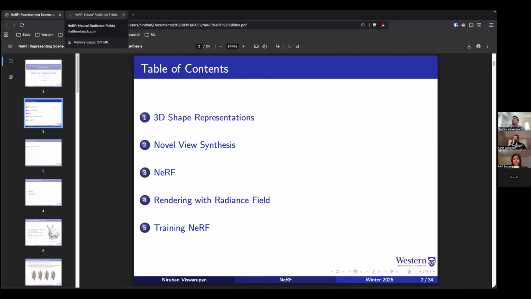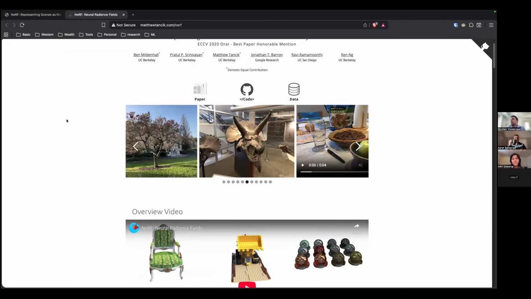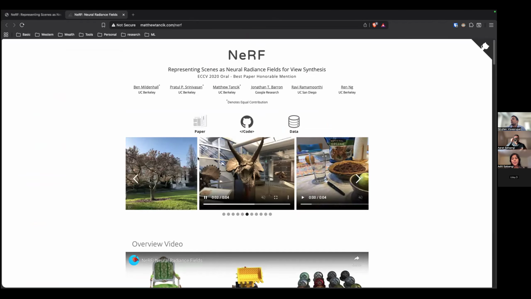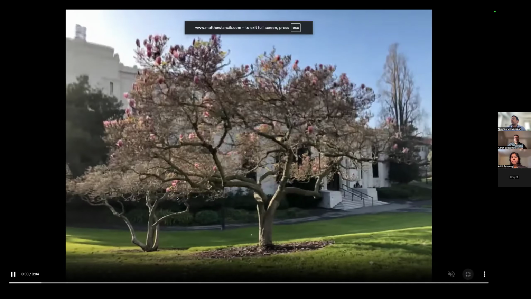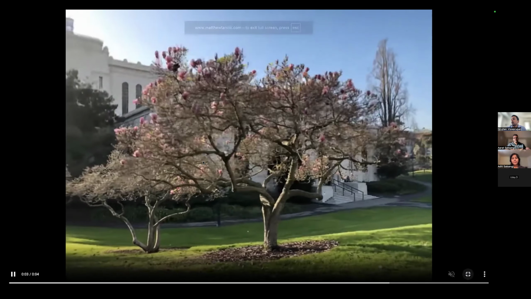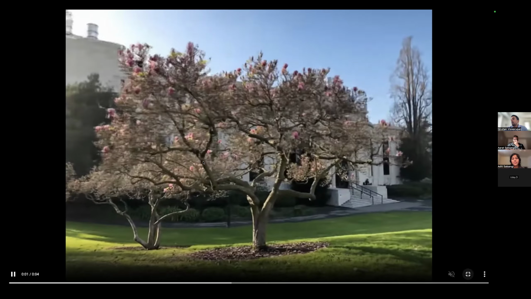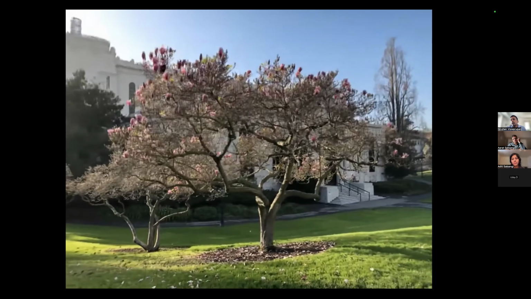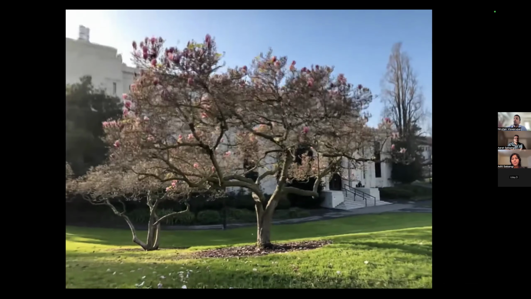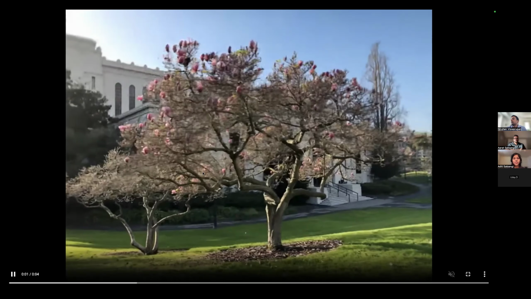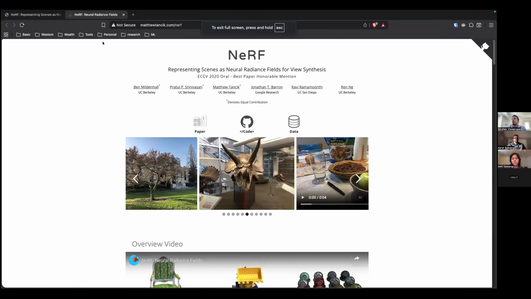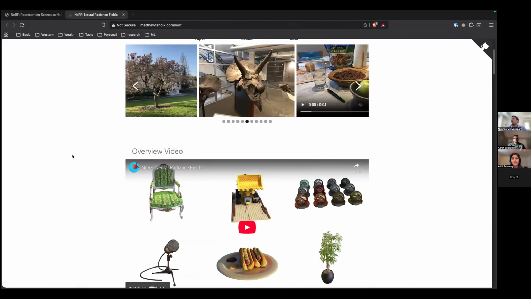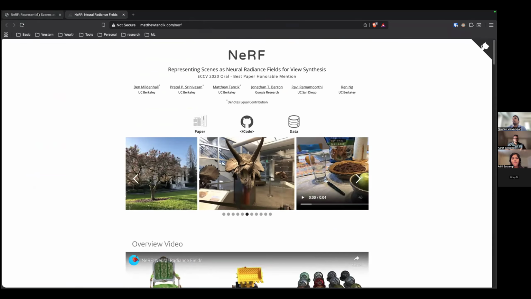I'll just quickly show their project page, where they have these cool demos. If you see this video here, this is not a video actually. This is a rendering from NeRF where they have captured multiple images of this scene and trained the NeRF model, and now they are able to move and look at it from different angles. So this is the problem of novel view synthesis. We will look at it more rigorously in our presentation. This is just to give you motivation of what kind of work this is.